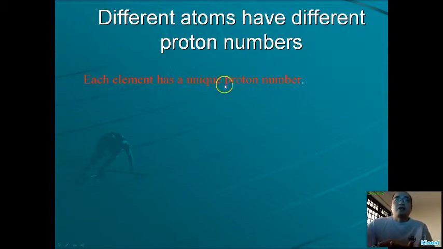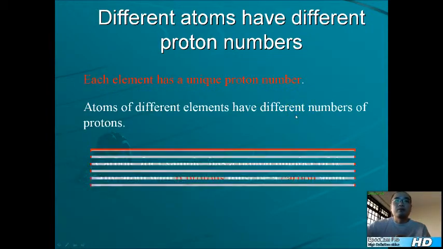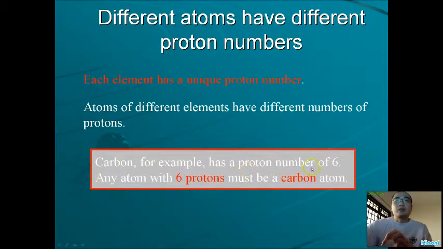Every element has a unique proton number. So you can think of proton number as something like the IC of the element. Different elements will have different proton numbers. For example, carbon has a proton number of 6. So any atom with 6 protons must be a carbon atom. The same can be said for sodium. Sodium has 11 protons. So any atom with 11 protons must be sodium. So please remember this. Each element has a unique proton number.